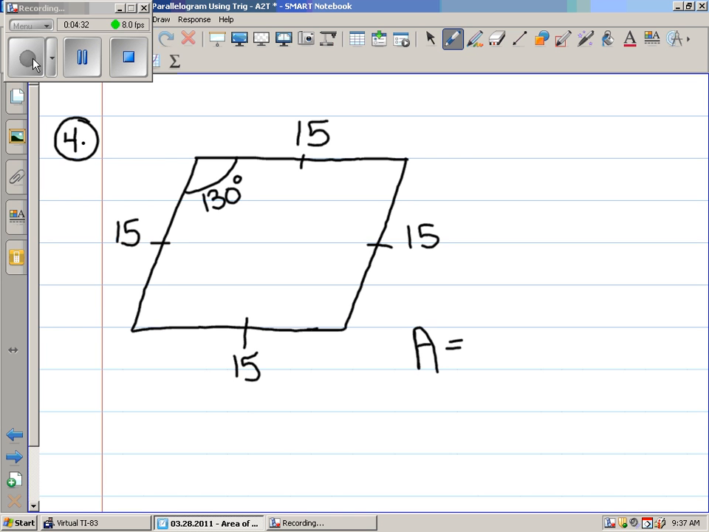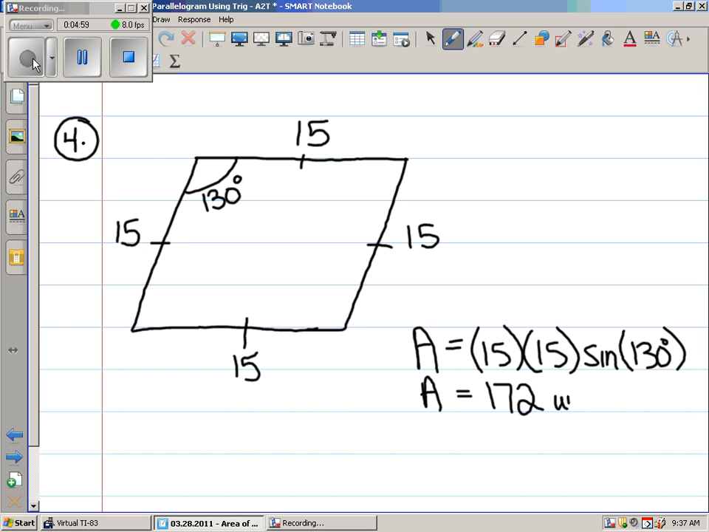So we're going to do, instead of it being a half, it's just going to be AB sine C. So it's going to be 15 times 15 sine 130. And if you punch that into your calculator, I think you're going to find that it's going to be 172 units squared. Units squared. Square units, like little tiles in the shape of a square. 172 of them would fit in there.